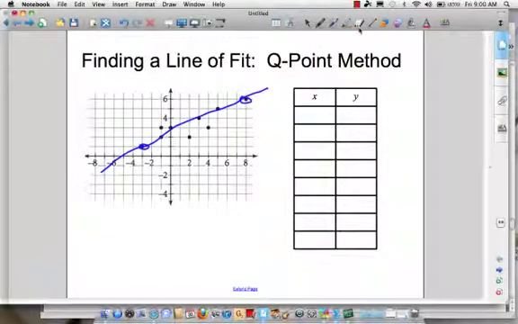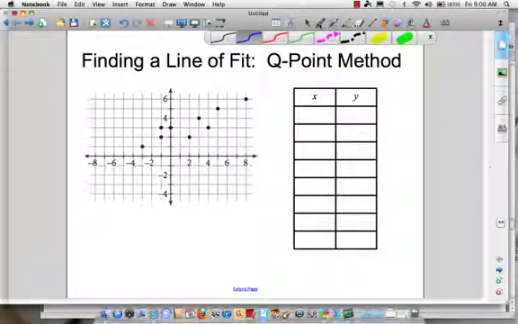The issue with this approach is that everybody's going to get a different answer depending on which points they chose. So this video is going to show you a method that is systematic so that we'll all get the same answer. The first thing I have to do is just write the coordinates of each point. I'm going to do that one at a time starting on the left.